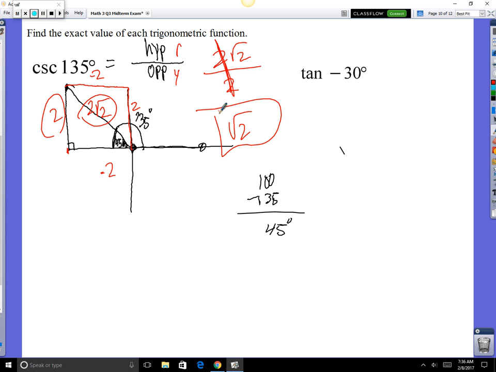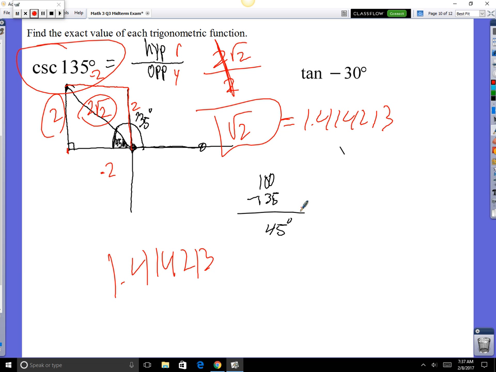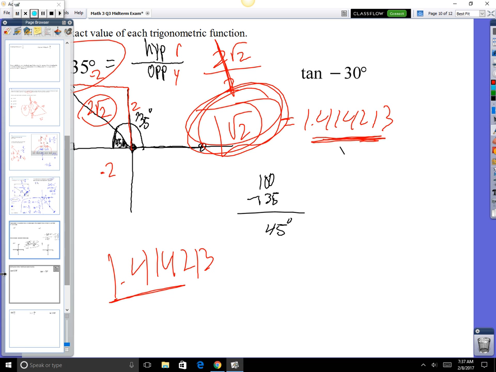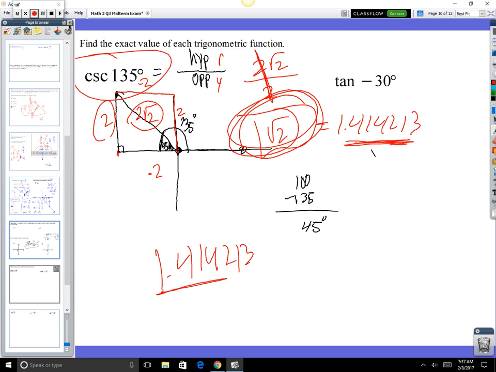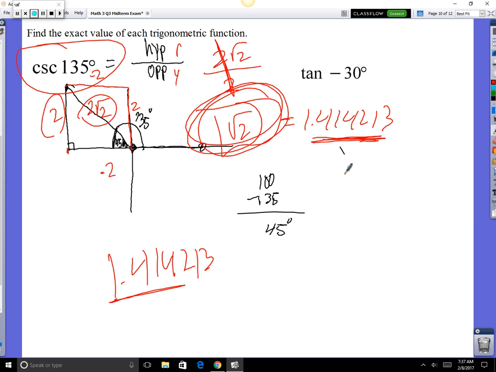So on your calculator you can check, you can type it in. So before you do anything, if you type in cosecant of 135, you're going to get 1.414213. And if you type in square root of 2, you get 1.414213. So you know you got it right. The decimals match up. So it's a way to check your work, but for the test, we're not going to accept the decimal. We need the square root. We need the fraction, the exact fraction, before you rounded it to some decimal.